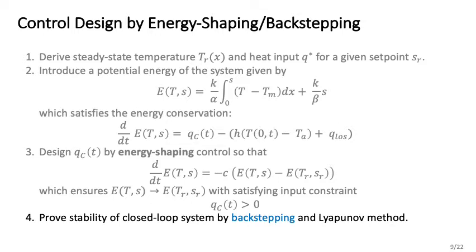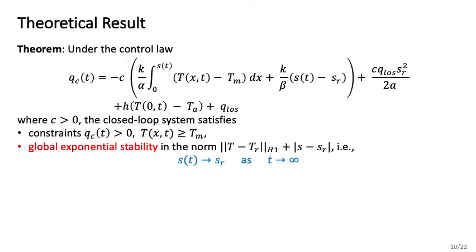Finally, we theoretically prove the stability of the closed-loop system by the method of backstepping and the Lyapunov method. That's how we arrive at the theorem saying that under the control law formulated by this equation, the closed-loop system satisfies two properties. One is the satisfaction of the constraints, and the other is global exponential stability in the spatial H1 norm, which implies the convergence of the interface position to a desired set point SR. So our objective is achieved with the proposed control design.